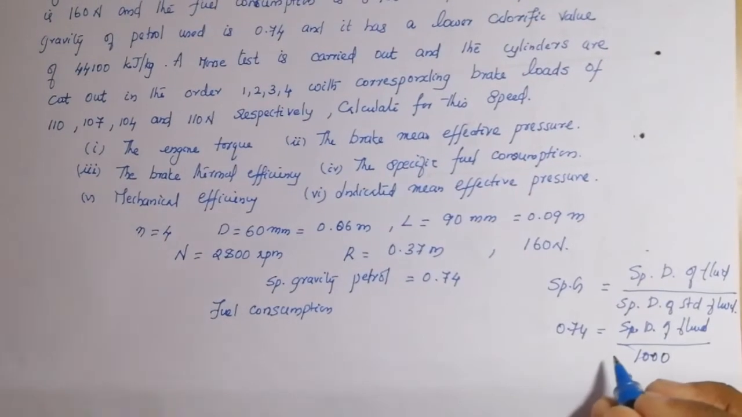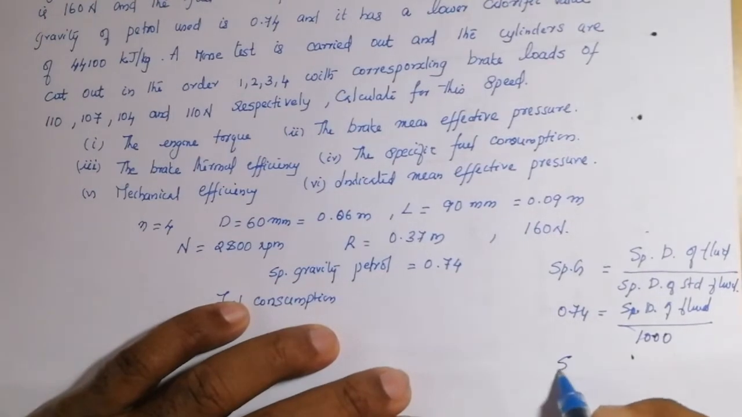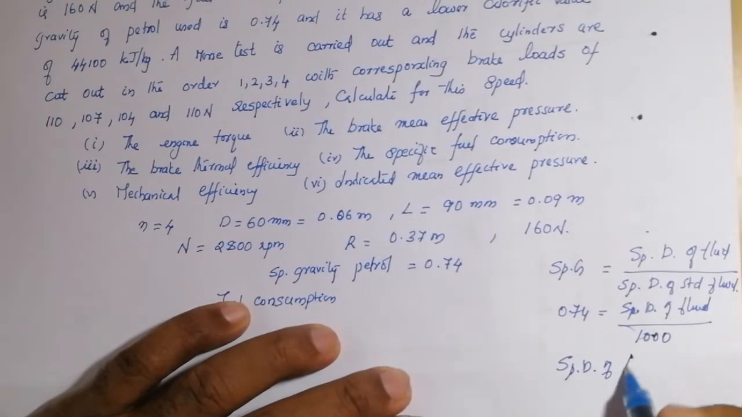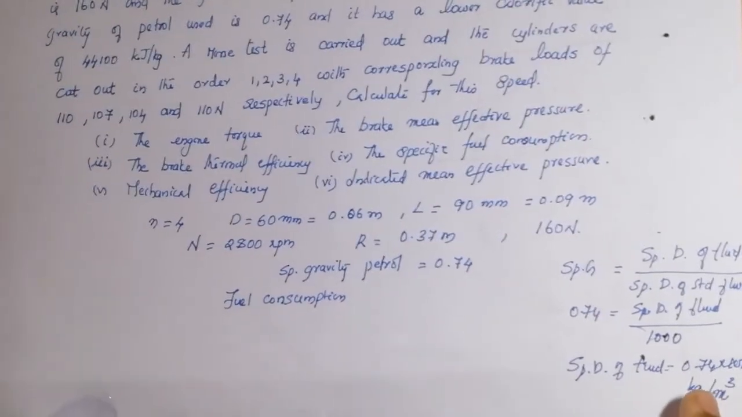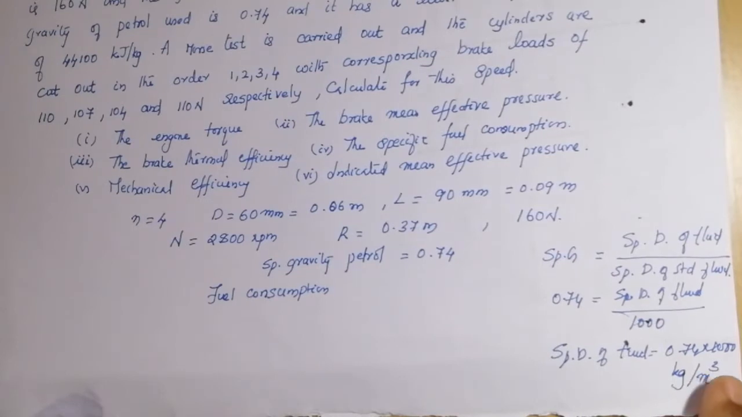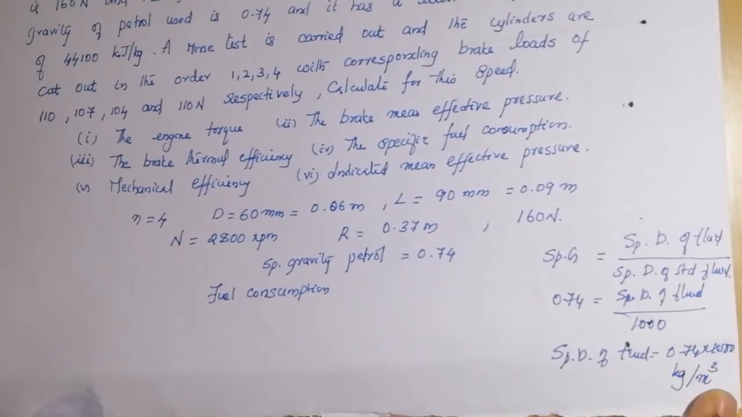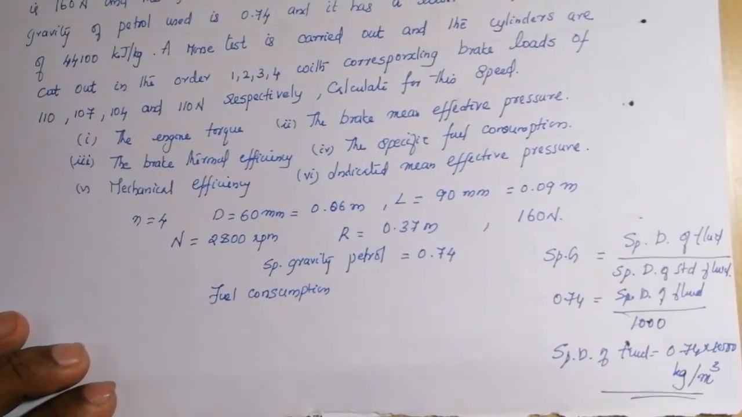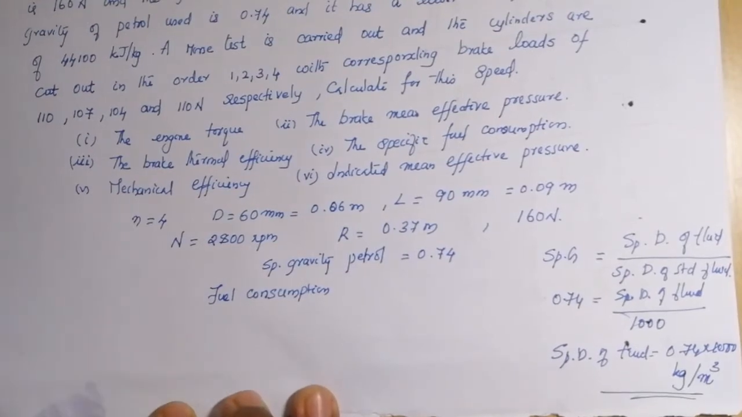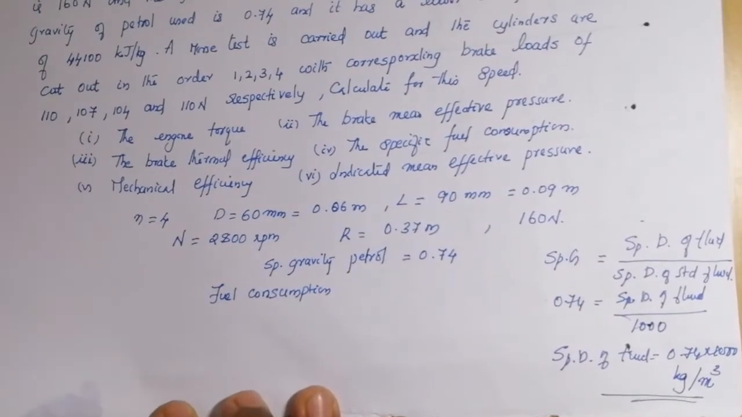So from this equation we can find out the specific density of the fluid used is equal to 0.74 into 1000, in kilogram per meter cube. Specific gravity is given, into the specific density of the standard fluid. So this is the specific density of the petrol. Okay, so now I am going to find out the first thing.